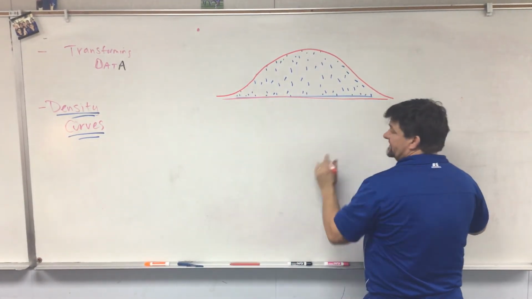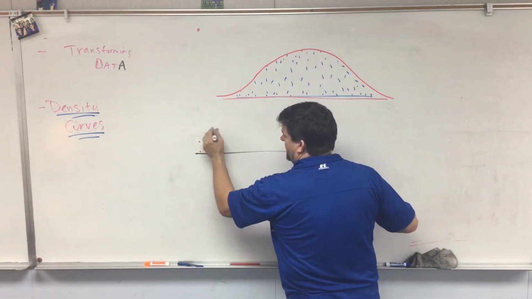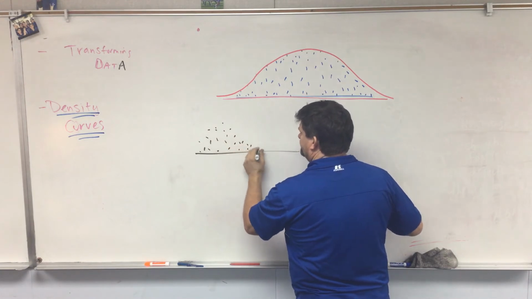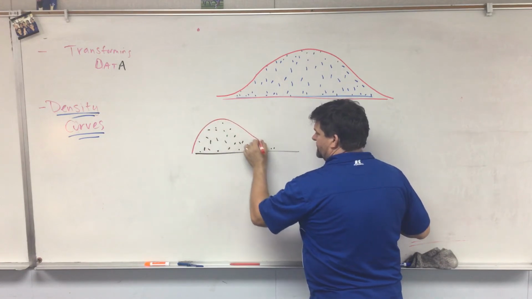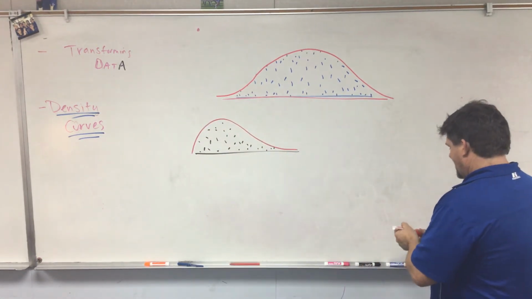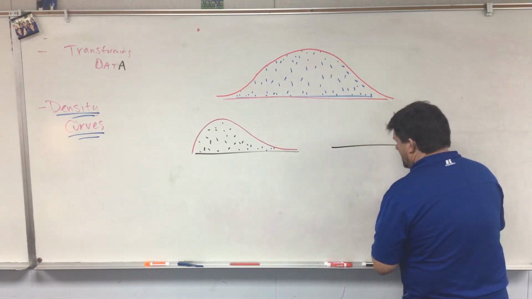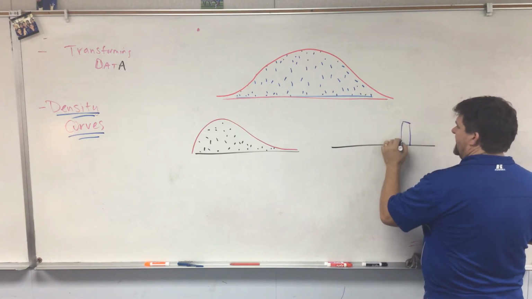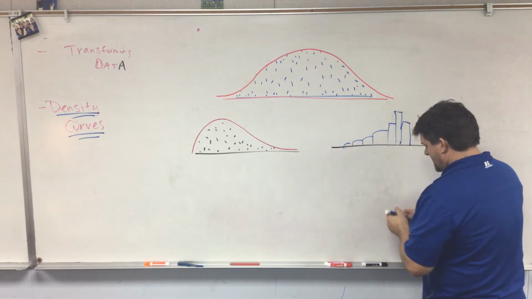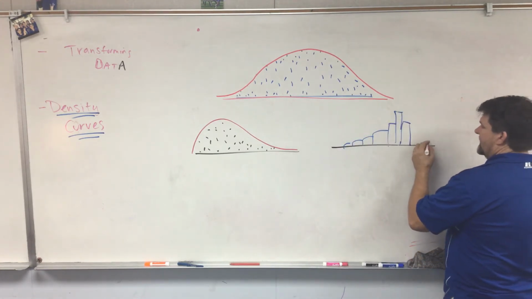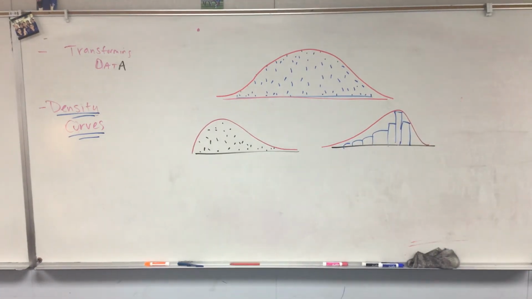This is a symmetrical density curve. If I was going to draw a skewed one, it looks like that, and I would draw a smooth skewed curve there. And if we're looking at a skewed left one, we'll go like this. The idea is that we draw a smooth curve here, and we've got it there.